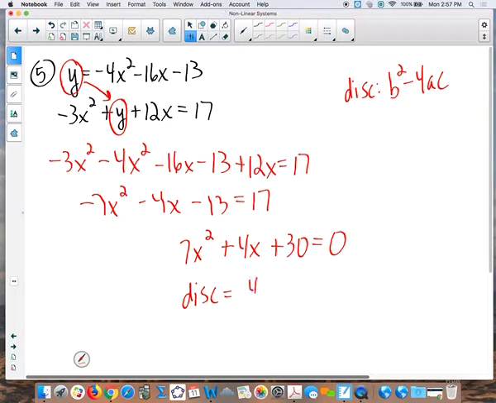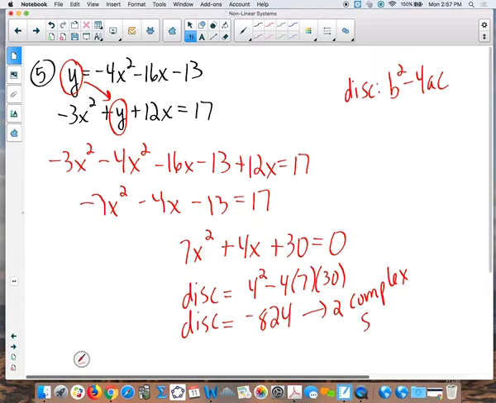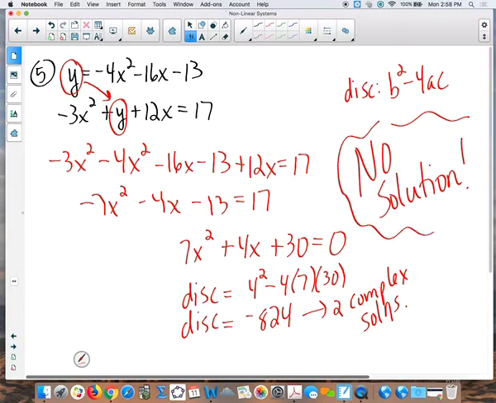Our discriminant is b squared minus 4ac. Our discriminant is going to be equal to negative 824. That means this would give us two complex solutions. So for our problem here, this means no solution. Okay, remember we're solving this over the real number system. So that's one way to quickly check whether or not you could factor it. If you're not sure, you can check the discriminant. You could also put this quadratic in your calculator and see if it intersects with the x-axis. If it doesn't, again, no solution.